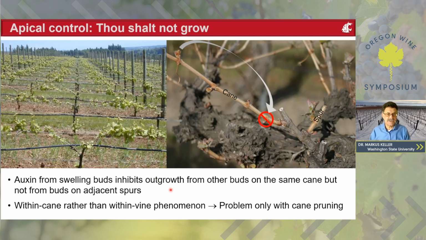This is a classic case of what we call correlative inhibition or apical inhibition. The auxin that is produced by these swelling buds travels down the cane and inhibits bud break at the base of the cane, but not in an adjacent spur. So this is just a within cane phenomenon, but not a within vine phenomenon. This is why I'm saying you can easily solve this problem. If this is a problem you have, you can easily solve it by converting from cane to spur pruning.